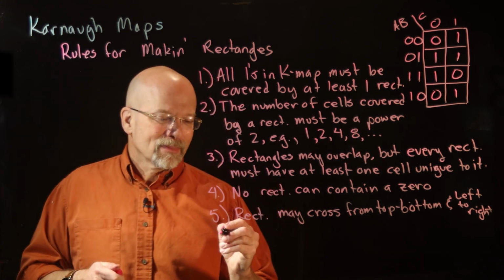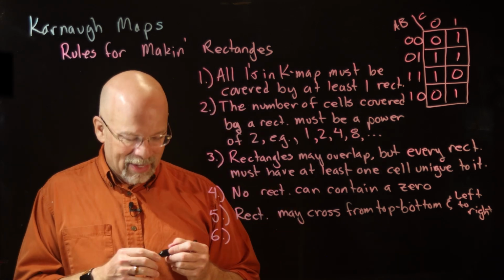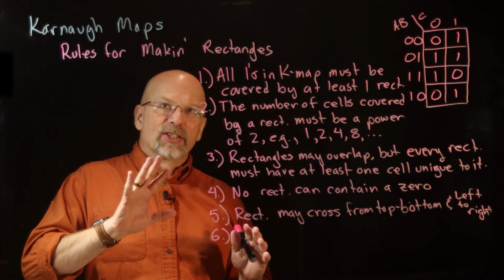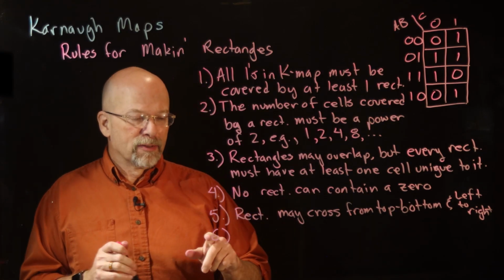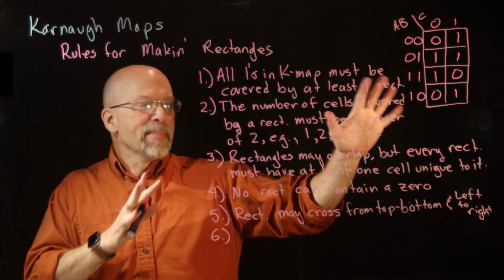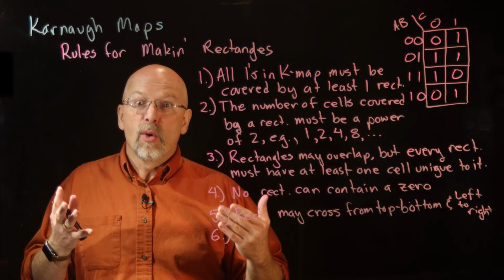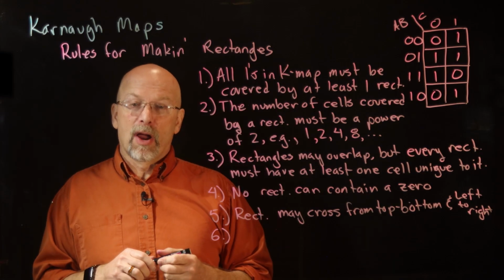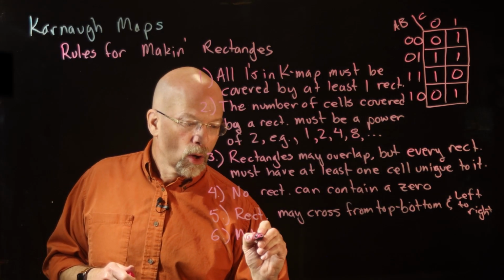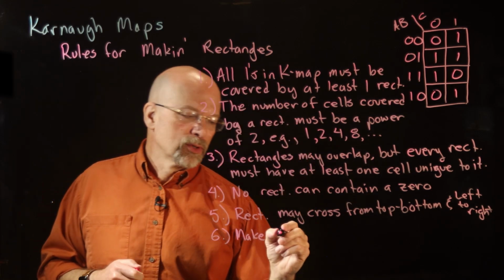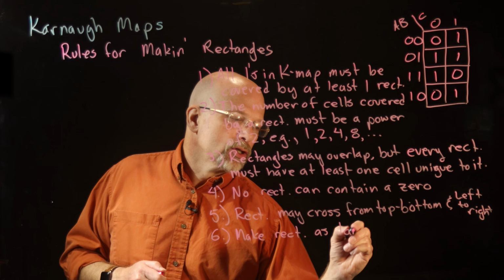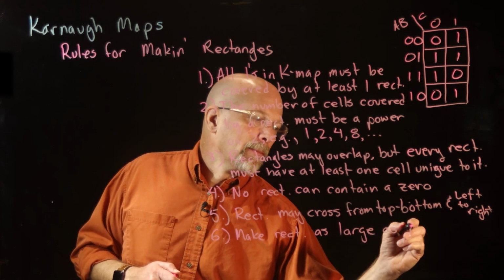Now, the last one. And what this does for us is it's going to give us the most simplified expression. In fact, this number 6 is really the meat of what makes Karnaugh maps so helpful to getting simplified sum of products expressions. While adhering to all of these rules, make your rectangles as large as possible.